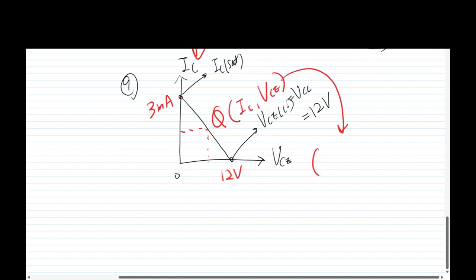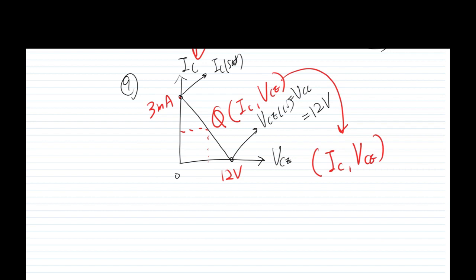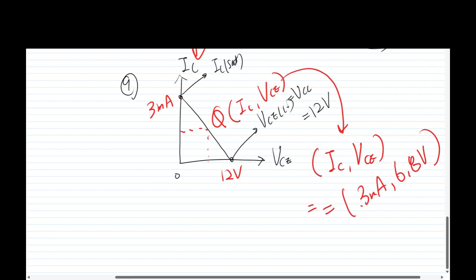The Q point is what? I sub C and V sub CE. So I sub C is 1.3 milliamp, and V sub CE is 6.8 volt. That is for the Q point.